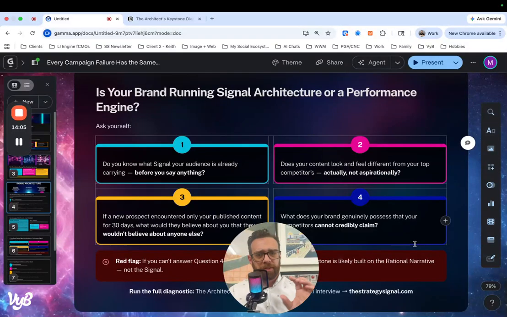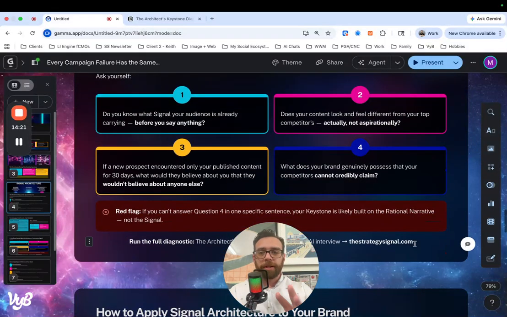Number 2, does your content look and feel different from your top competitors? And is it actually different, not just aspiring to be different? So that's also true about signal architecture. The signal has to be real, it has to be authentic. Number 3, if a new prospect encountered only your published content for 30 days, what would they believe about you that they wouldn't believe about anybody else? And number 4, what does your brand genuinely possess that your competitors cannot credibly claim?